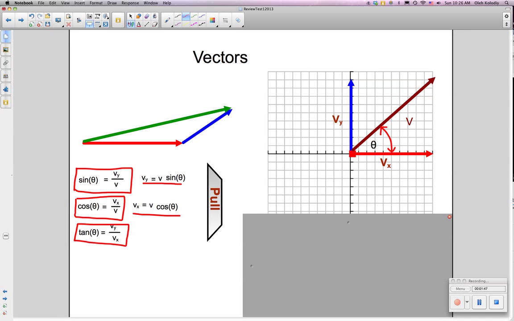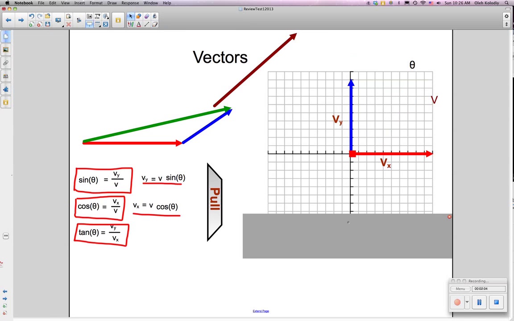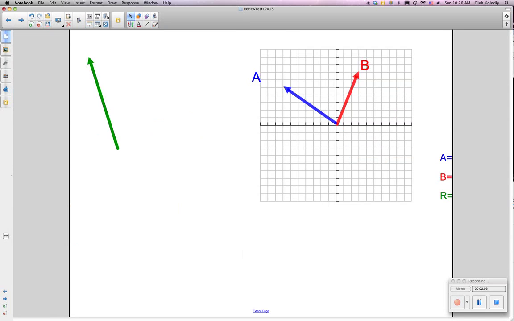As an example, let's say we want to add these two vectors, a and b. Well, if we use the tip-to-tail method, we put this one here, and the green vector, therefore, is the resultant of those two. But let's do it another way. What we're going to do is resolve each vector into components. Now, in this case, we can just read what the components are.